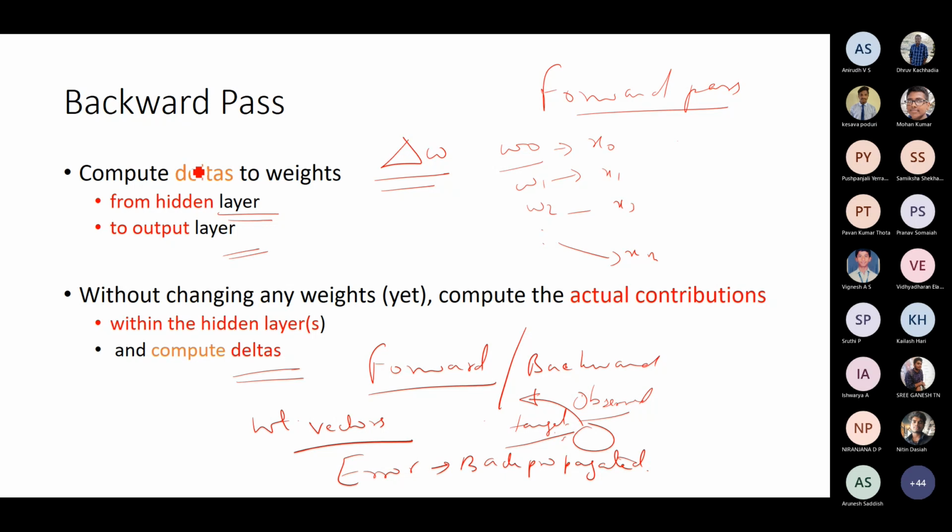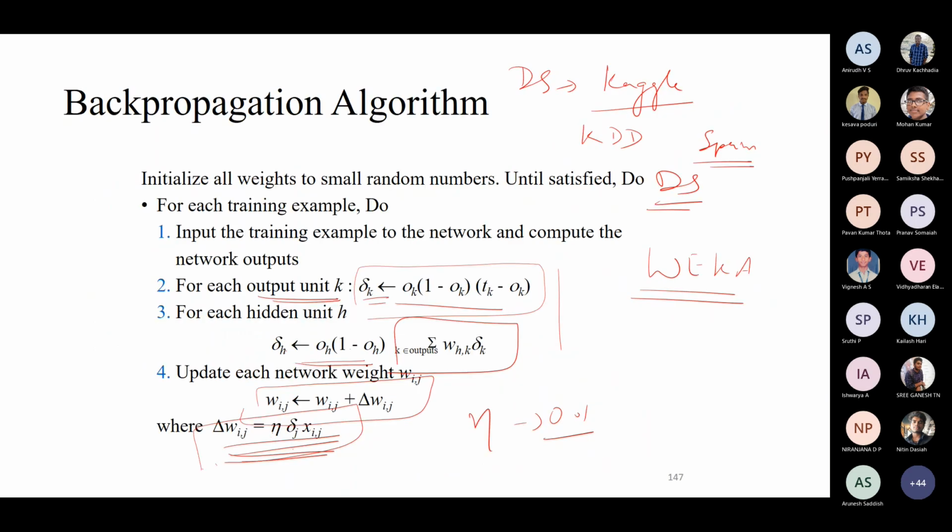Here you compute deltas to weights from the hidden layer to the output layer. You don't change any weights in the forward pass; you compute the actual contributions within the hidden layers, and then compute the delta in the last layer. So this is the back propagation algorithm. How do I get this change of weight vector? That is the mathematics behind it. As I said, it will be discussed in the ML course, but I am not doing it in this course because that will take 2 classes. So this is going to be your modification, and you have to update the weight vector for each of the Wij, that is, the ith input to the jth unit.